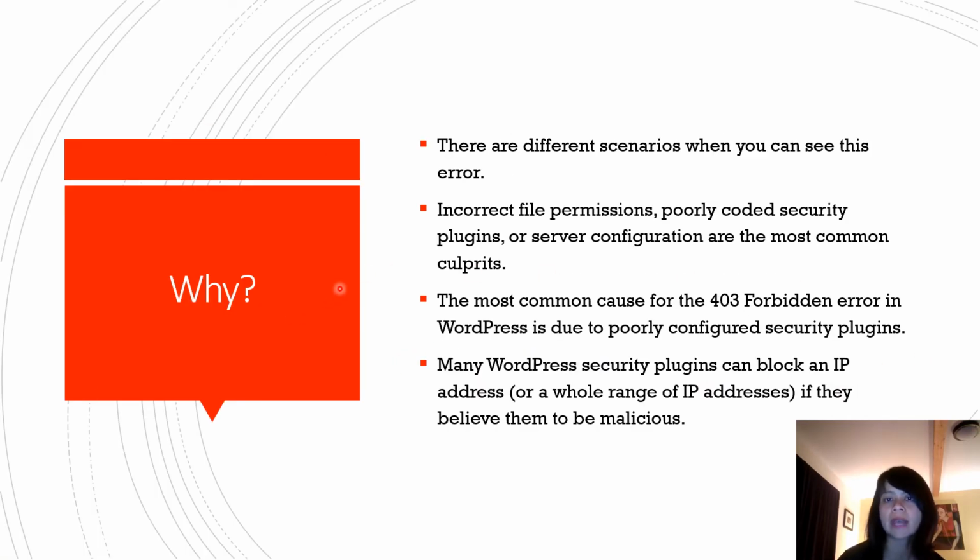So why does this happen? There are different scenarios when you might see this error. Incorrect file permissions, poorly coded security plugins, and server configuration are the most common reasons. And the most common of these is poorly configured security plugins. Many WordPress security plugins can block an IP address or a whole range of IP addresses if they believe them to be malicious.